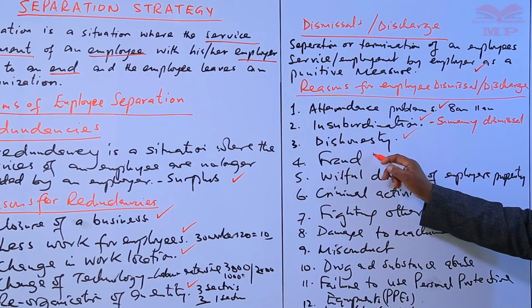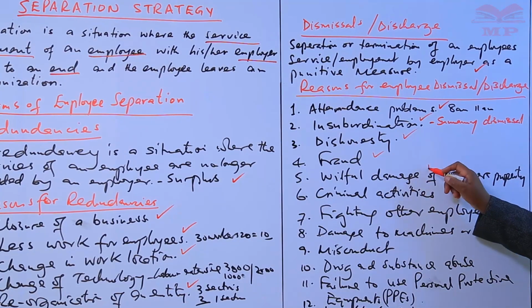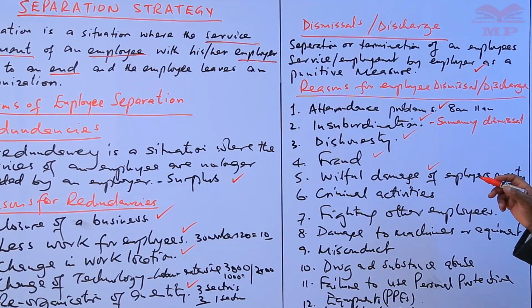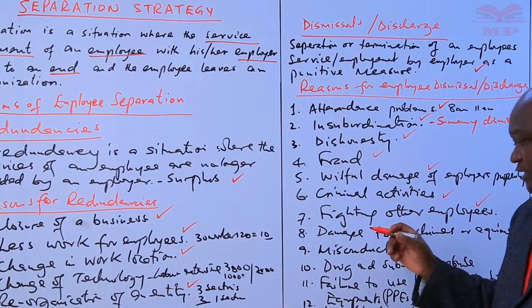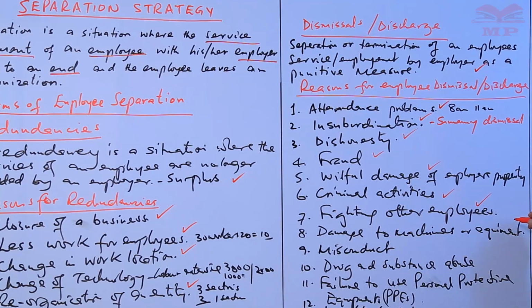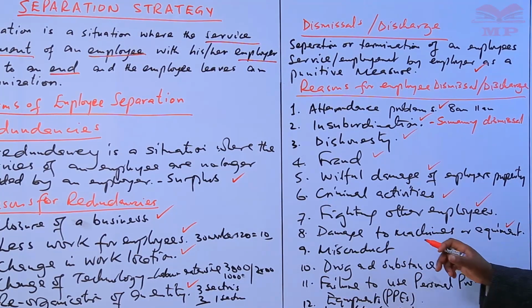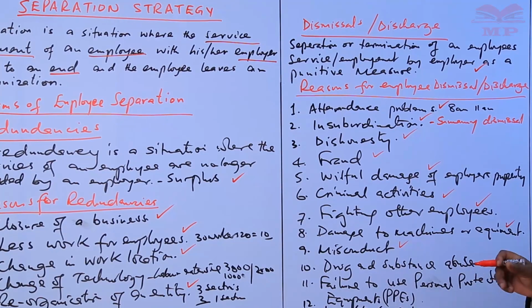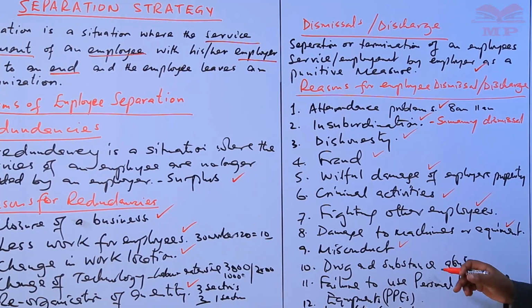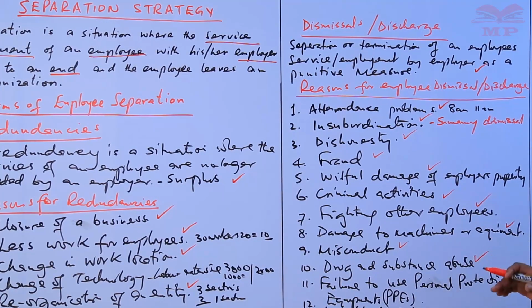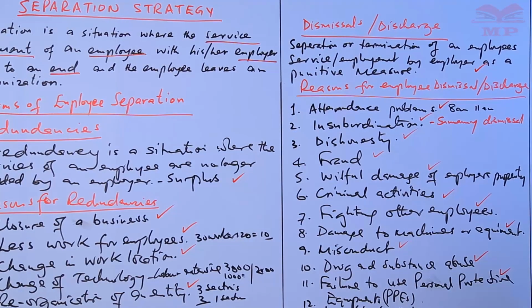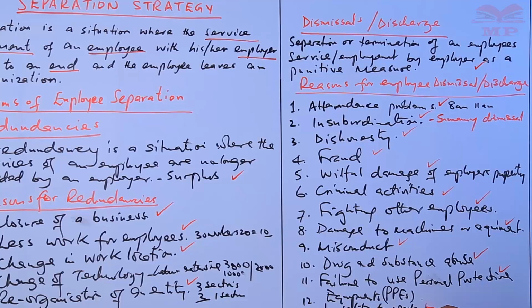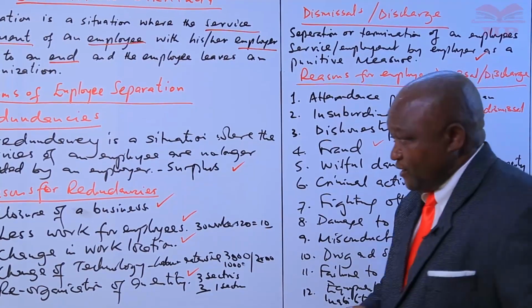Number 4, fraud. Number 5, willful damage of employer's property. Number 6, criminal activities. Number 7, fighting other employees. Number 8, damage to machines or equipment. Number 9, misconduct. Number 10, drug and substance abuse. Number 11, failure to use personal protective clothing, or what are called PPEs. And number 12, inability to work.